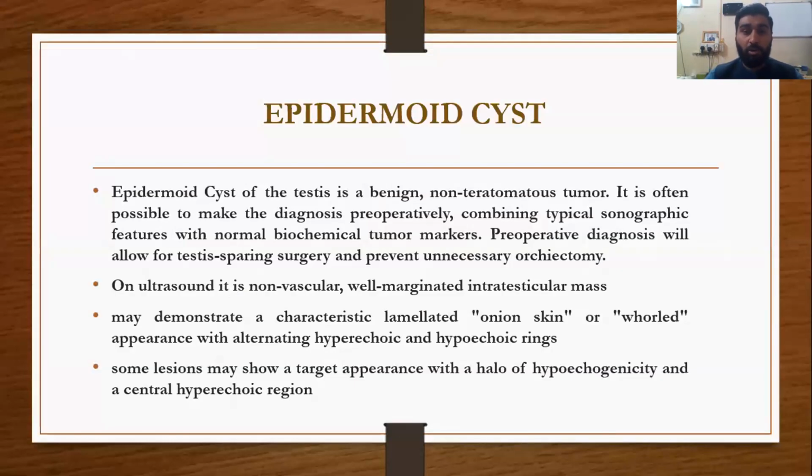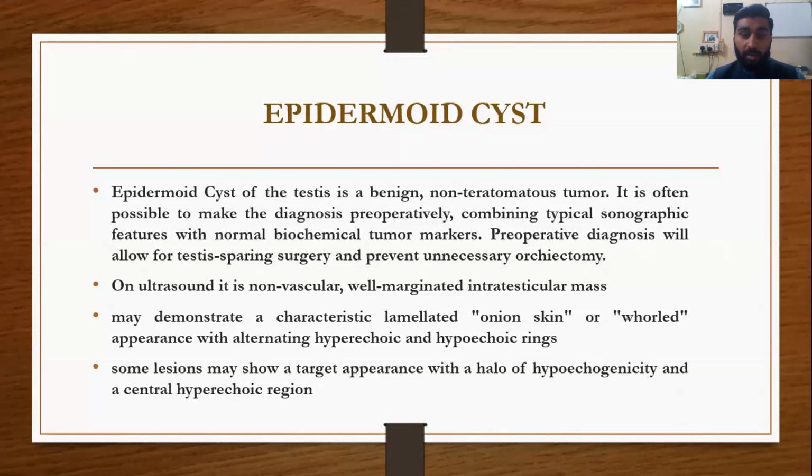Well, the next pathology is the epidermoid cyst. Epidermoid cyst of the testis is a benign, non-teratomatous tumor. It is often possible to make the diagnosis preoperatively, combining typical sonographic features with normal biochemical tumor markers. Preoperative diagnosis will allow for testis-sparing surgery and prevent unnecessary radical or simple orchiectomy.